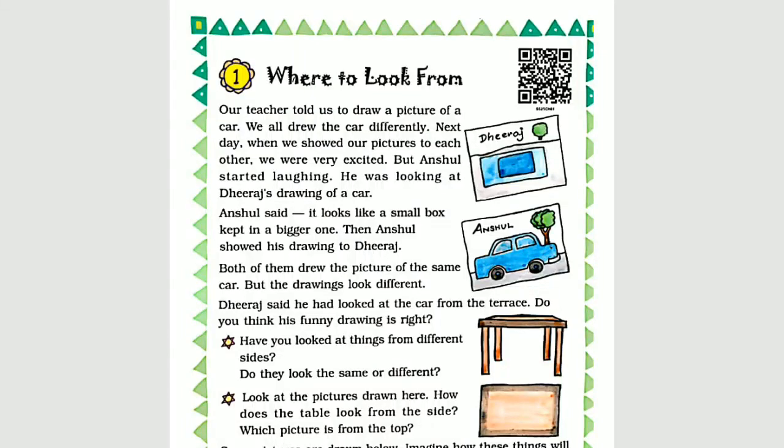Hello everyone, I welcome you to Understanding Chapter 1, Where to Look From, of grade 3. I will teach this chapter in two parts. In this part, I will explain how you can look at different things from different sides and they appear different. We will also learn how we can draw patterns and designs with the help of dot grids. So let's get started.